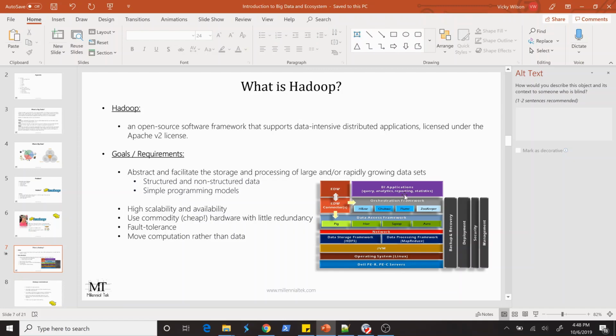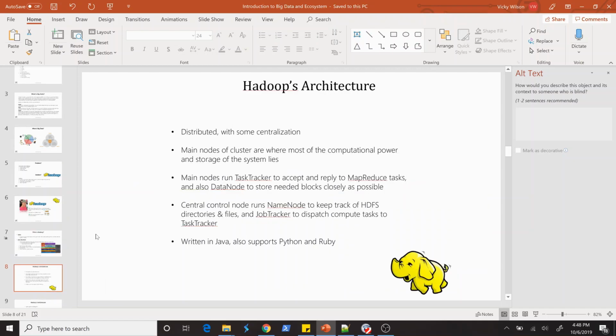So that being said, Hadoop's architecture. Okay, sorry to interrupt you. Is it getting recorded? Yeah, it is being recorded. I will send out the recording once we're done. Okay. Yeah. All right.